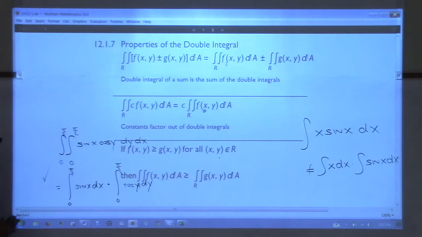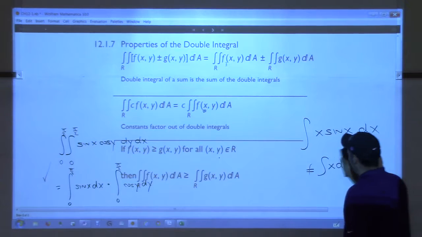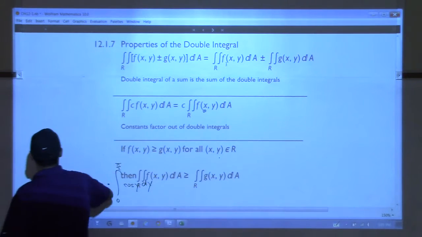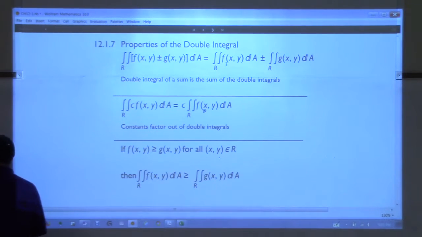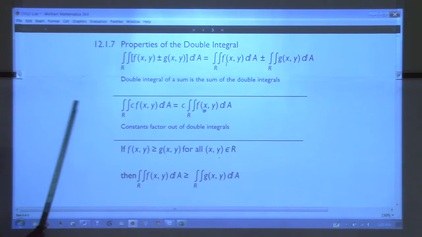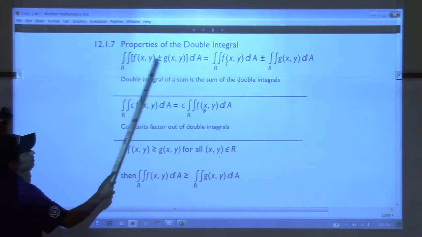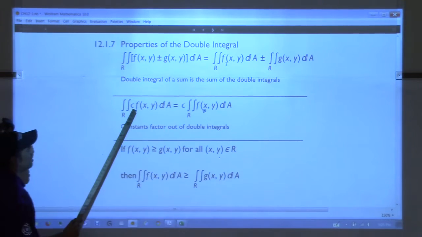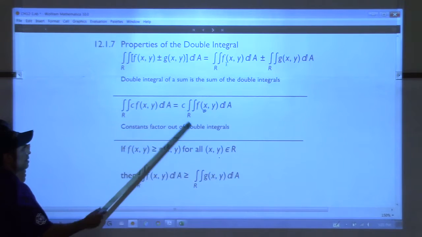Okay, some properties of double integrals. These are things that pretty much follow from Cal 2. So things work the way you think they would. If you have two functions being added or subtracted in a double integral, you can split that into two double integrals and add or subtract them. If you have a constant in a double integral, the constant can come out of the double integral.